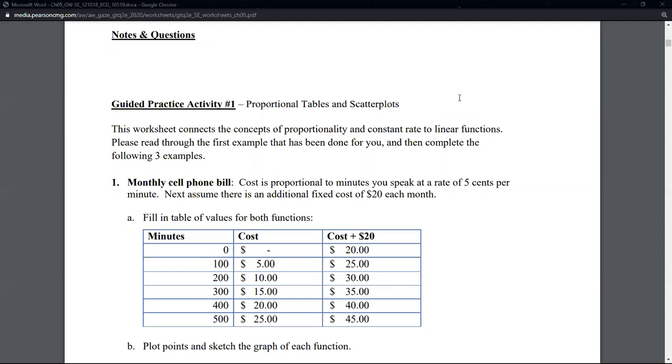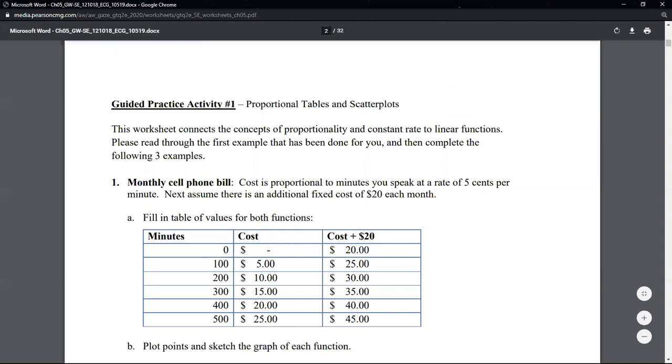So cost is proportional to minutes you speak at a rate of 5 cents per minute. Again, that is what we saw earlier. This is nothing new. Cost is proportional, which means if you double one, you double the other. But now we're also going to assume that on top of that, there's an additional fixed cost of $20 each month. So that's our taxes, our fees, etc.